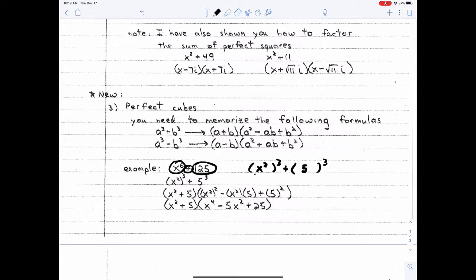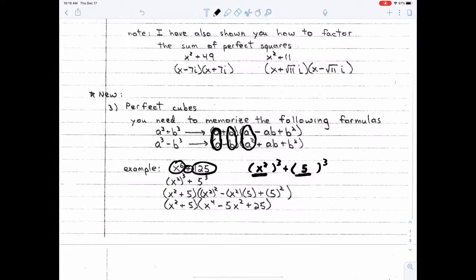Wherever you see a in the formula, you put x squared. Wherever you see b, you put 5. This is kind of how I write the formula. Whether it's the first one, the second one: first one squared, first times the second, and the second one squared. And then it will always be plus here.